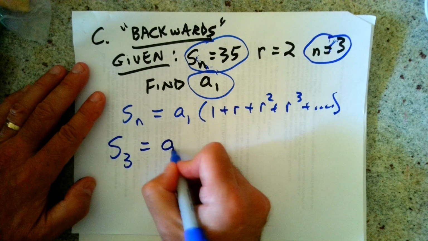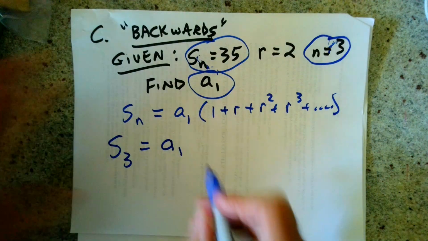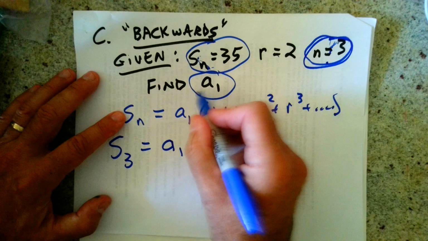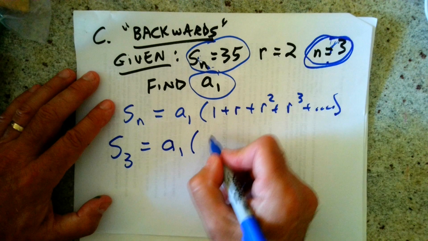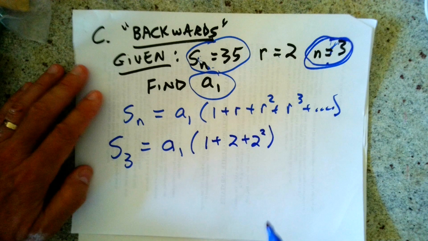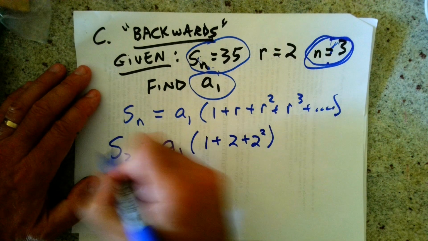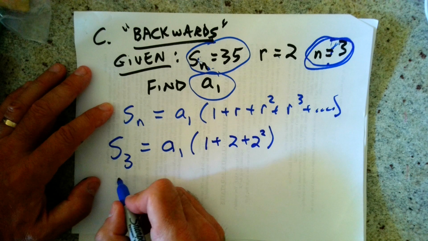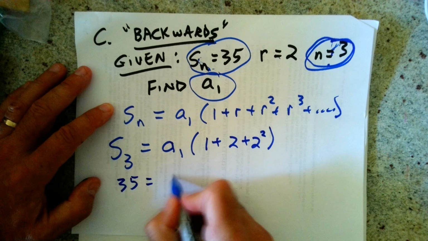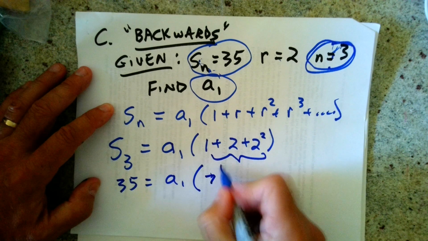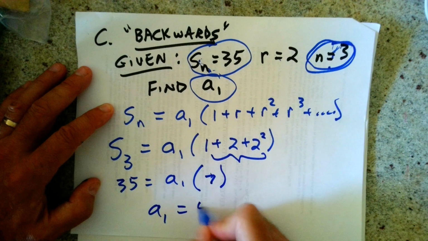a1 is the thing we don't know, so we have to leave that as a letter. r is 2, and I want 3 terms, because they say n equals 3. I want 3 terms: 1 plus 2 plus 2 squared, and that's it. All right, and let's plug in the other one. S3 is 35 equals a1 times, and then this is not too hard to figure out, that's 7, and so a1 equals 5.